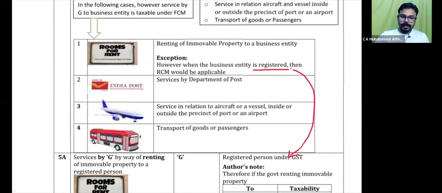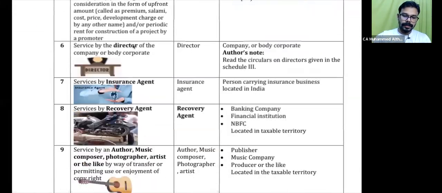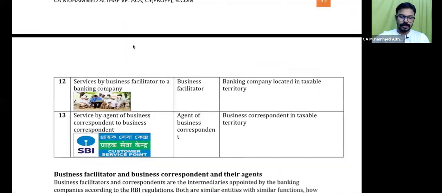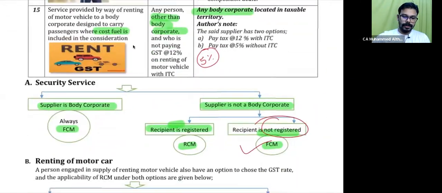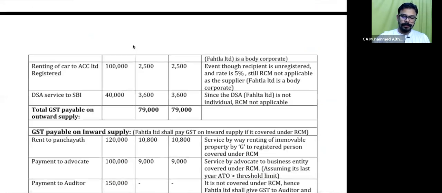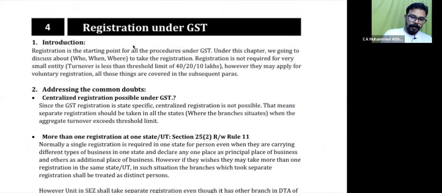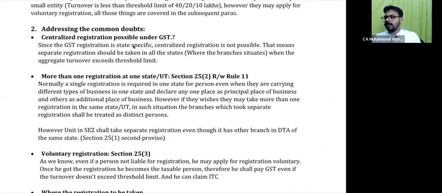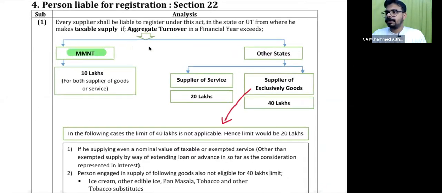I'm not going to discuss the theory, as I already told you this is purely a question practicing session. But still I will just show you the theory. Section 22, we know that we have MMNT. MMNT means special category states. Which are all the special category states, everyone?